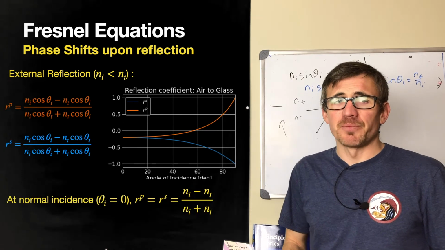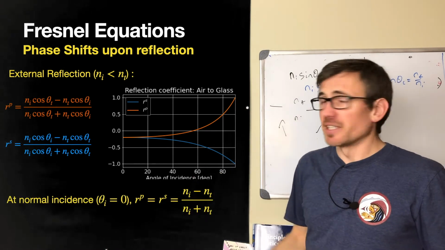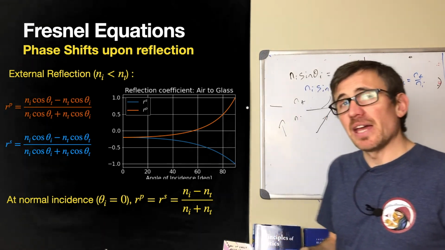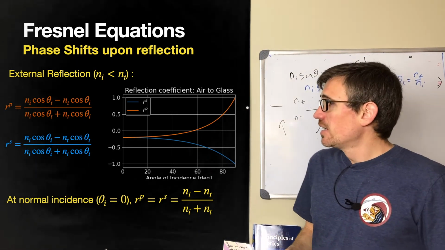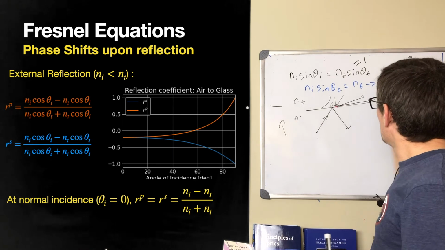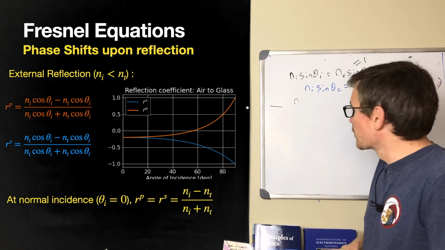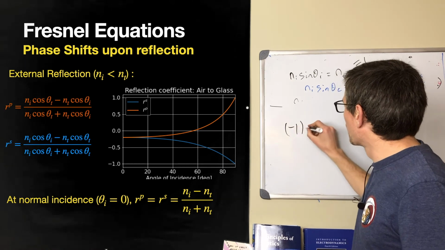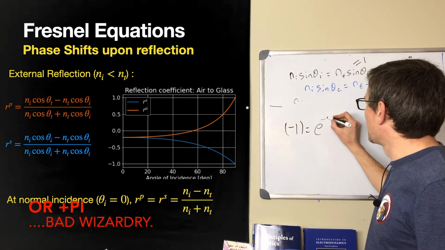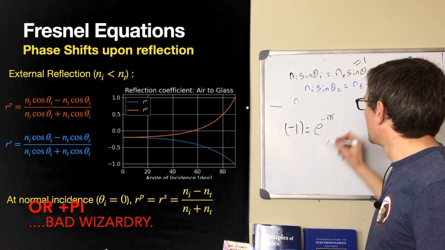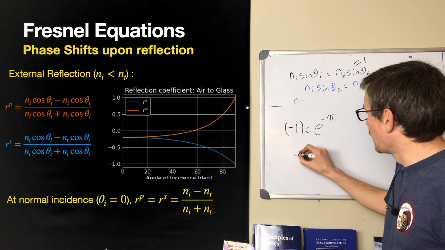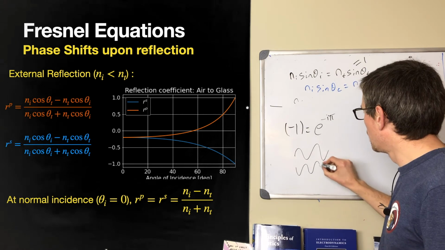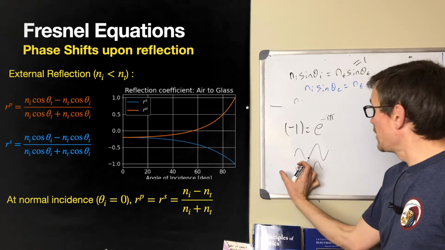What does negative mean? If we have normal incidence here, we can just plug theta equals 0 into these equations. We get this form, and if Ni is less than Nt, we get a value that is less than 0. We do some mathematical wizardry and note that -1 we can also write as e to the minus i pi. So for a sine wave, multiplying it by -1 is equivalent to a pi phase shift.